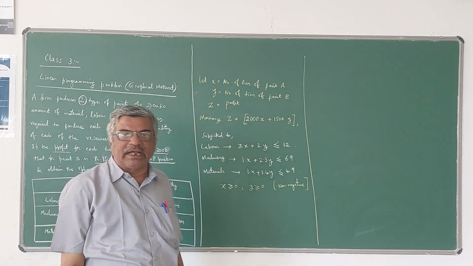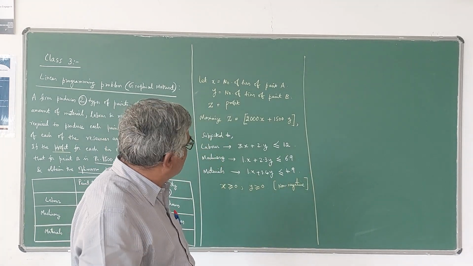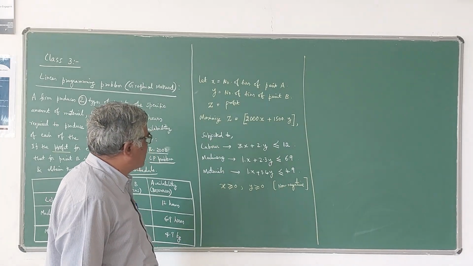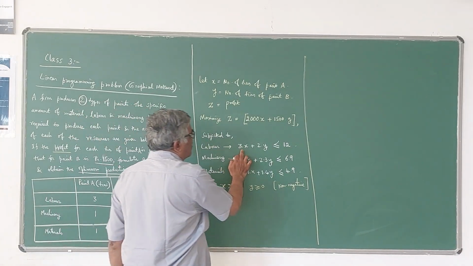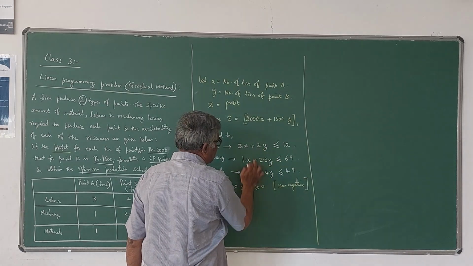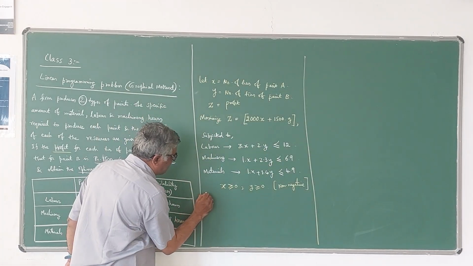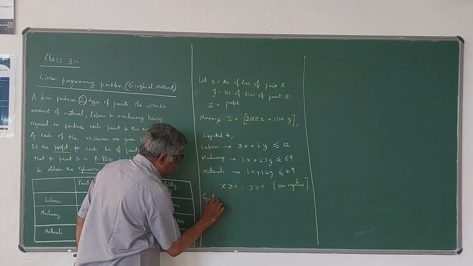Now we have to find out the x and y so that z is maximum by graphical method. So the method is like this. First, these three inequalities we have to convert to equality.